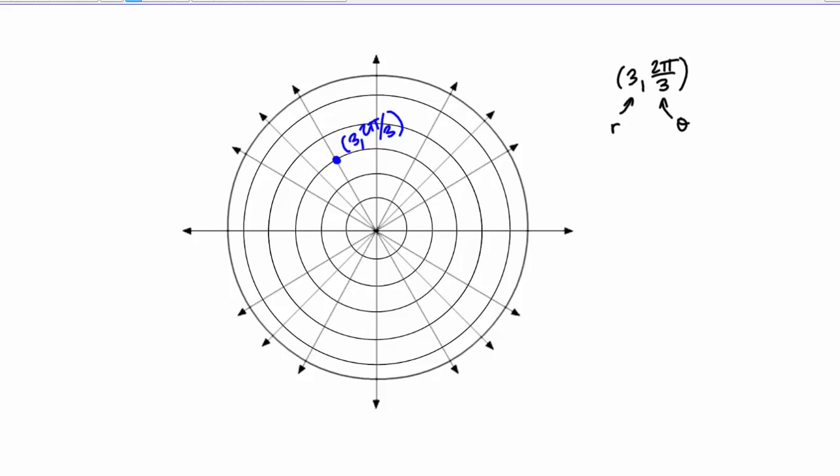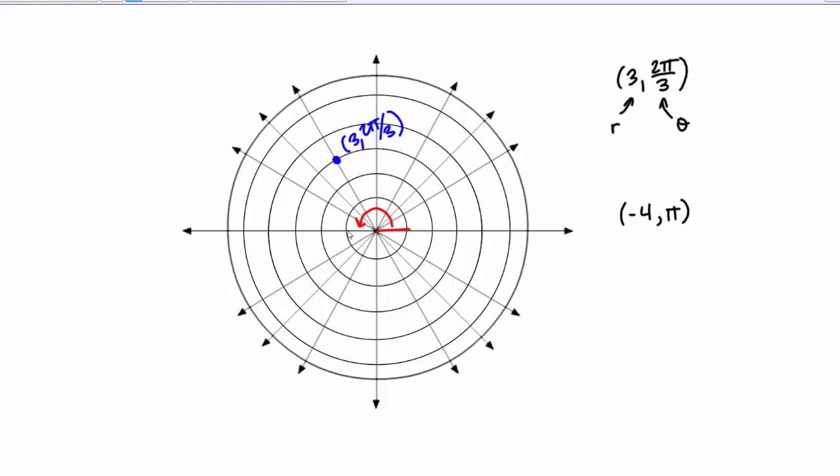Now while we're here, we'll go ahead and plot our second point as well. And that was negative 4 pi. So once again, let's start by thinking about the angle. We have an angle of pi here. So pi radians from the polar axis here. So that's the same as 180 degrees. So it should be over here.